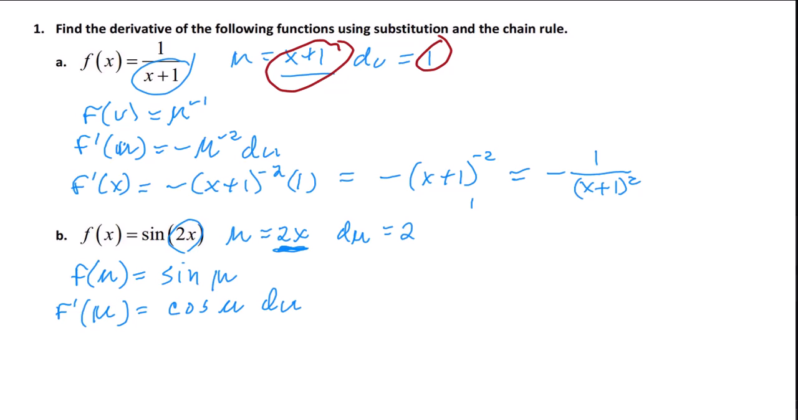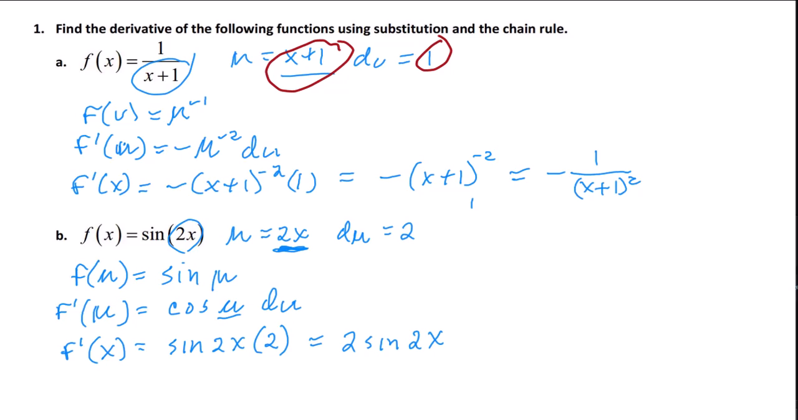Don't forget. Let's go back and substitute back. So I've got sine, well, what's u? It's 2x. Sine of 2x. What's du? 2. I can rewrite that then as 2 times the cosine of 2x. Couldn't do that before.